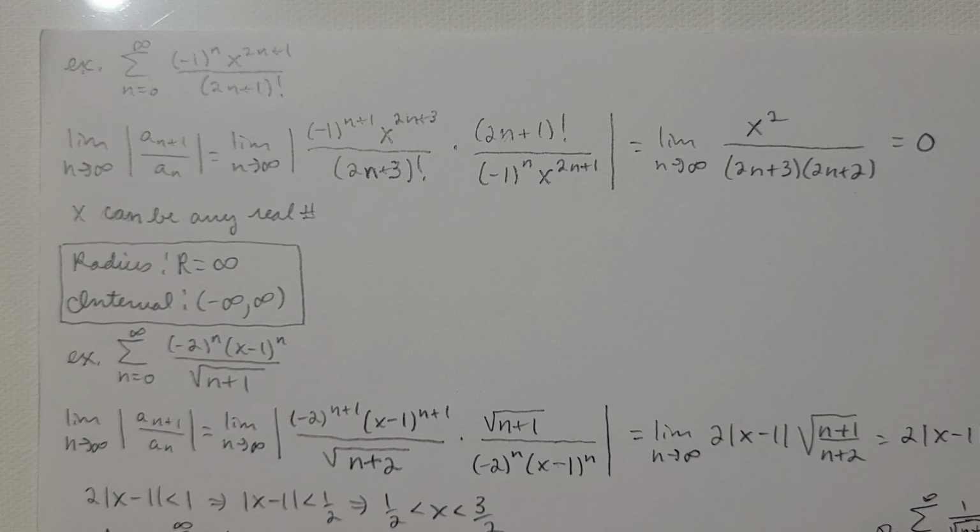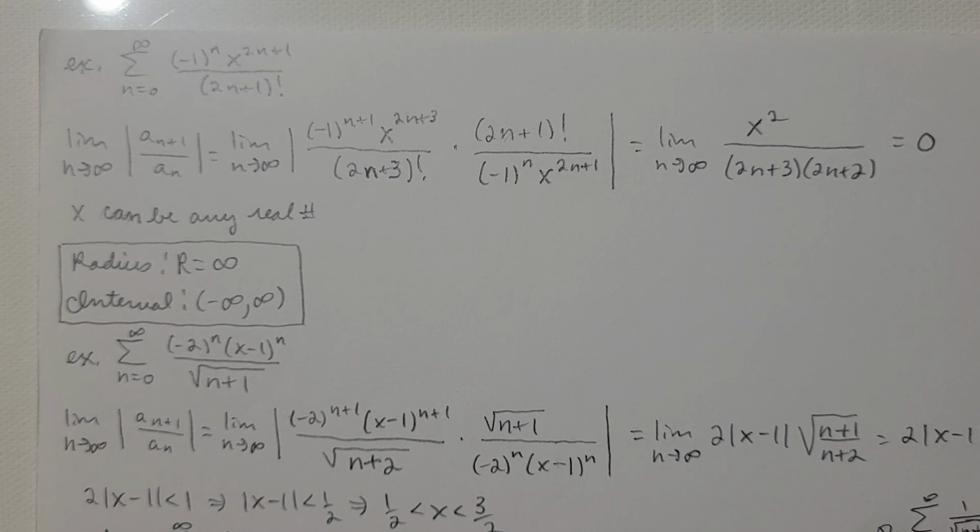Okay, we'll go ahead and finish up section 11.8, which is power series. So I have three more examples I was going to show you here. Suppose that we have the summation as n equals 0 to infinity of negative 1 to the n times x to the 2n plus 1 divided by 2n plus 1 factorial.